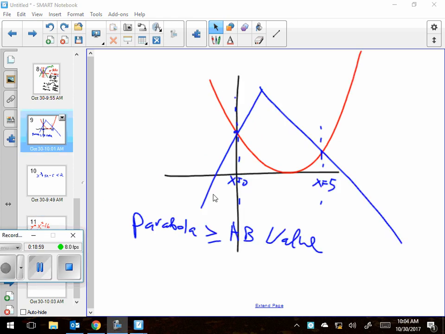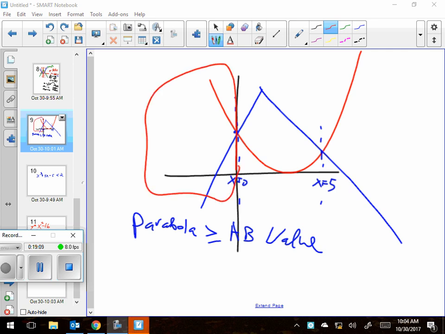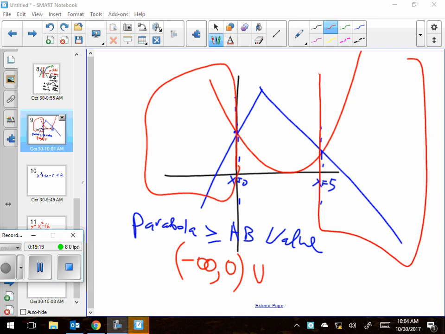Okay, and the ending to that question, where was the parabola greater than the absolute value? It was in this zone. The parabola was greater than the absolute value. That's from negative infinity up until 0. And there's another zone where the parabola was bigger. It's over here. And that's from 5 to infinity.